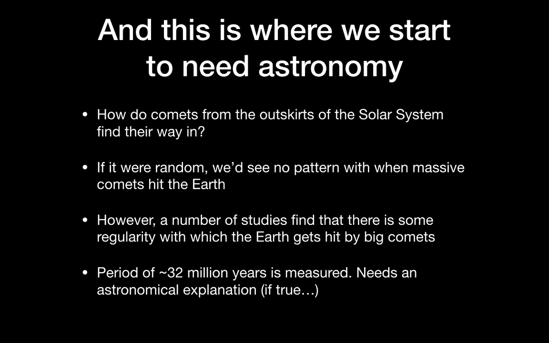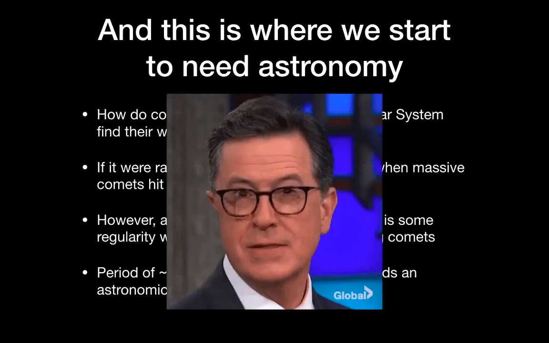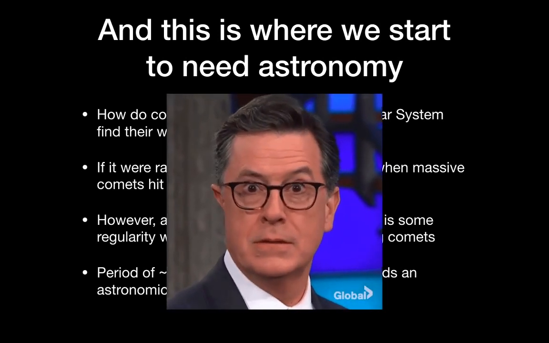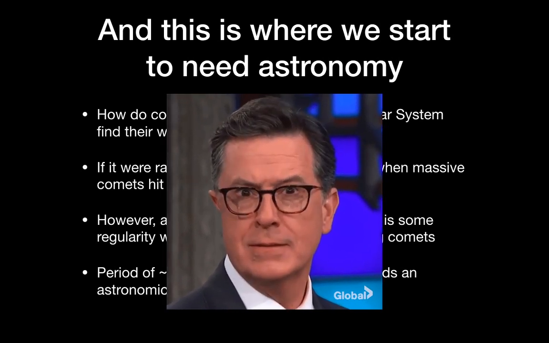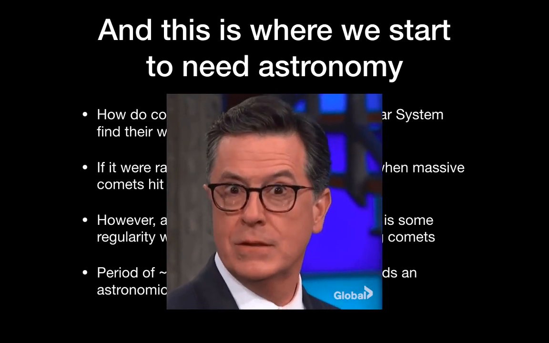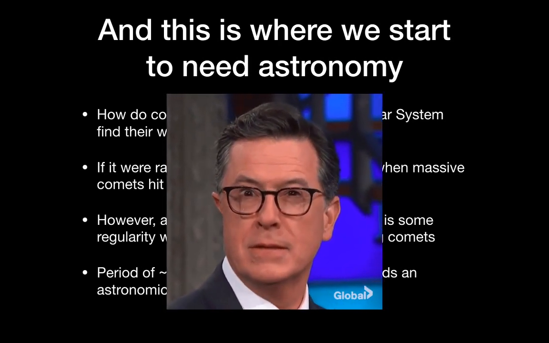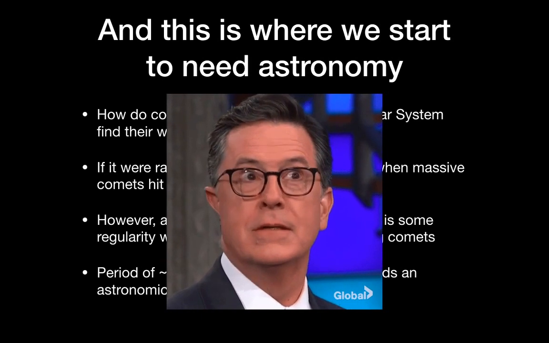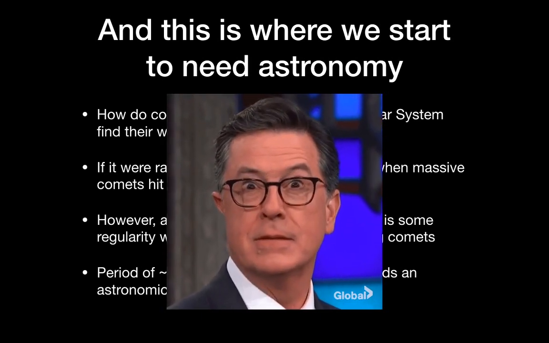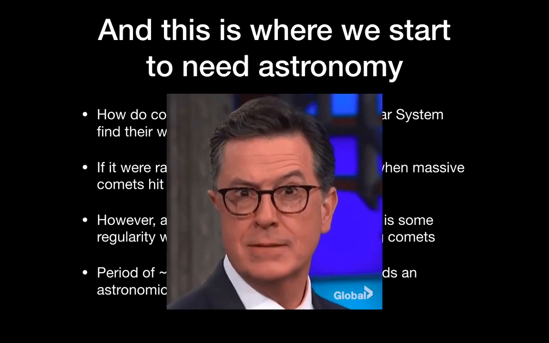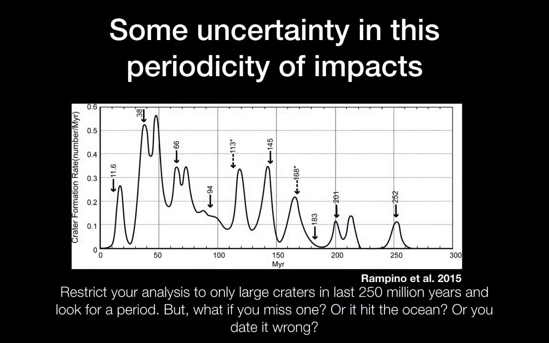And I've put in brackets here, "if true", and you should all be looking at me a little bit uncertainly, kind of like this guy. That's because this is a slightly tenuous basis on which to build the rest of the structure of my talk. There is a period that's been measured between the different massive comet impacts on the Earth, but not everyone necessarily believes it. Trying to make that kind of measurement of when comets hit us is quite difficult. There's quite a lot of uncertainty in how often these things happen.